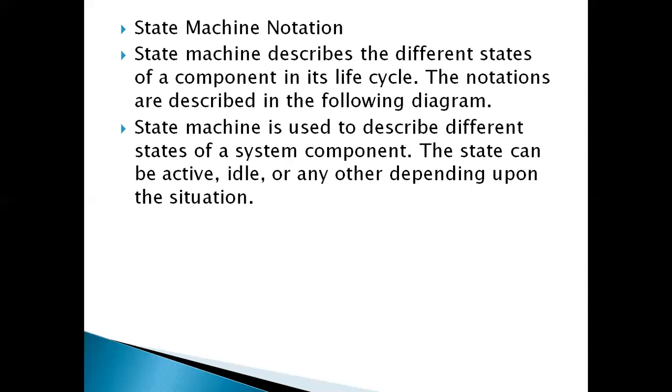State machine. State machine describes the different states of a component in its life cycle. The notations are described in the following. State machine is used to describe different states of a system. The state can be active, idle, or any other depending upon the situation.